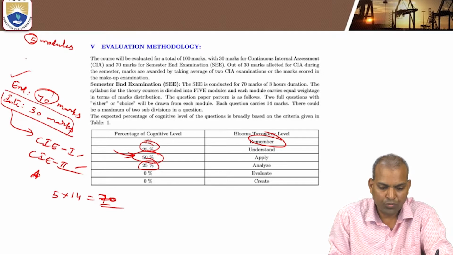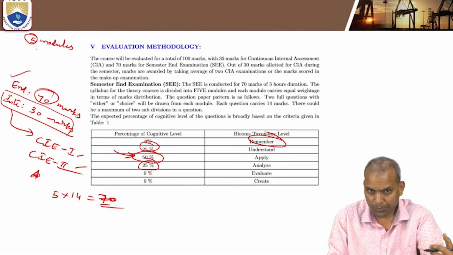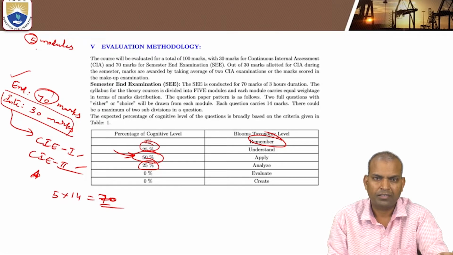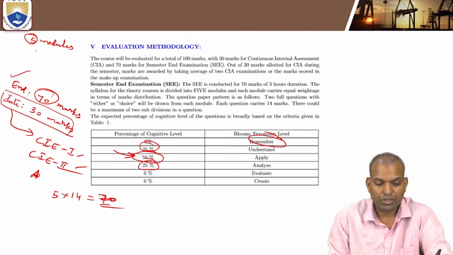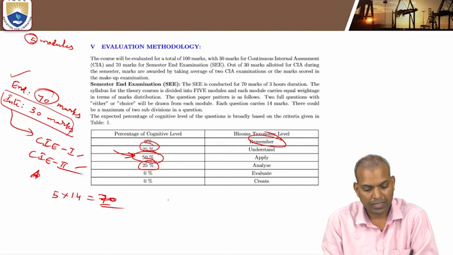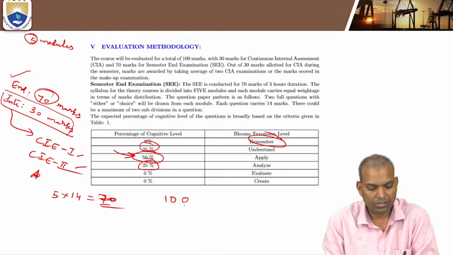So from each module, students have to attempt 5 questions. Each question carries 14 marks. Again, there are 2 sub questions, that means 7 and 7. So how many questions does the student have to attempt in total? 10 questions have to be attempted.